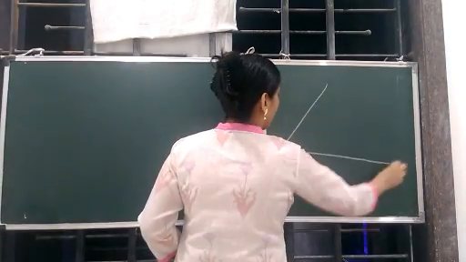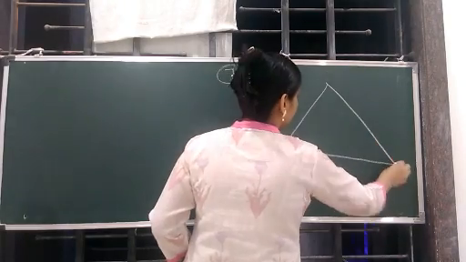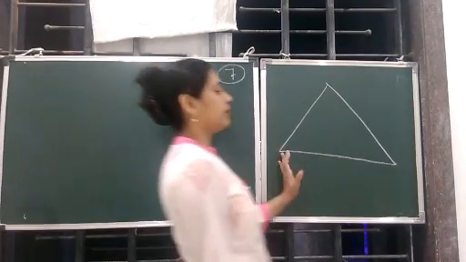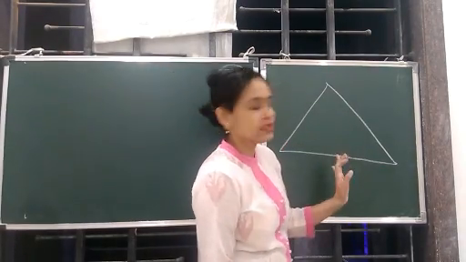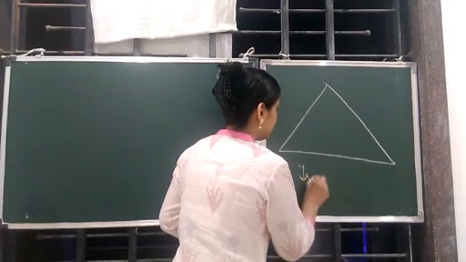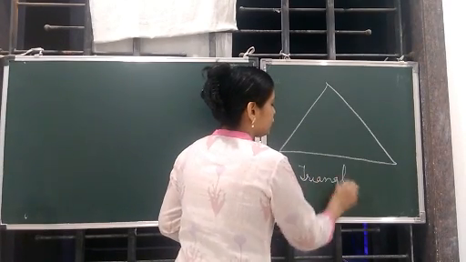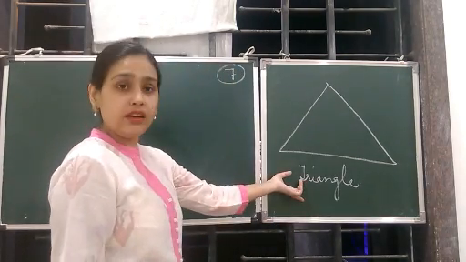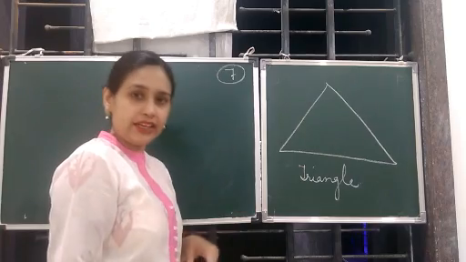We have to start with a new chapter today. So as we all know, a polygon is a closed figure which is made up of line segments. But when a polygon is made up of 3 line segments, then it is known as a triangle. Triangle. Now this triangle has its own properties also.